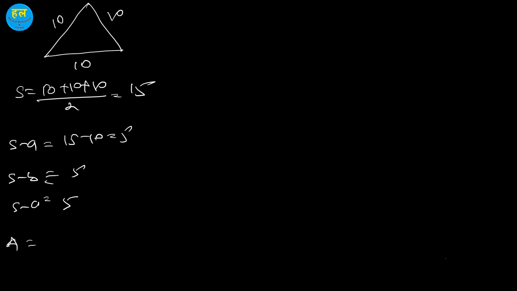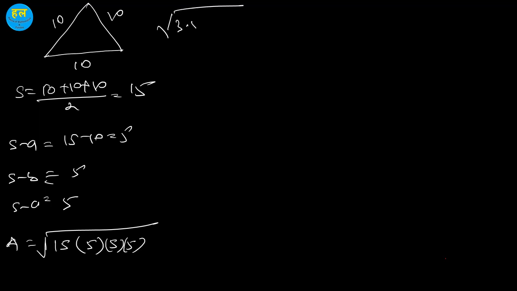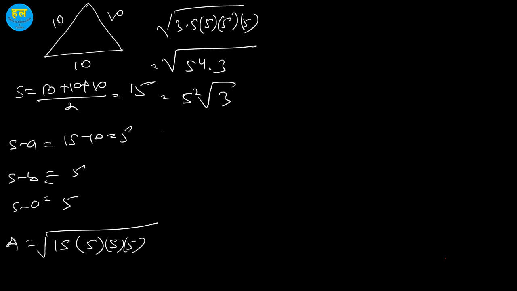So the area of the triangle is equal to under root of 15 into 5 into 5 into 5. So the area of the triangle will be under root of 3 into 5, 5, 5 and 5. So it is 5 to the power 4 into 3. It is 5 square under root 3. That means 25 root 3. This is our area of the equilateral triangle, centimeter square.